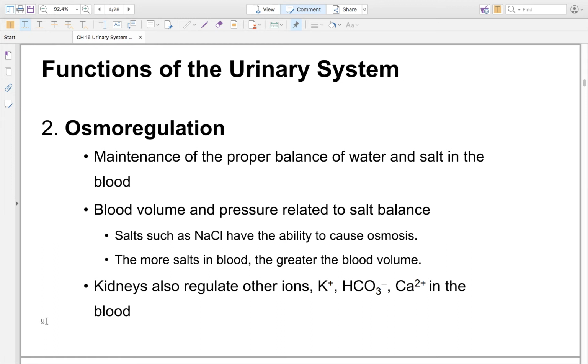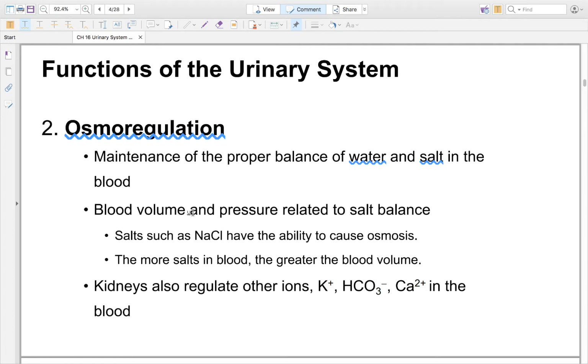Okay, osmoregulation. So this is an old term that we've seen before. Osmo means water, regulation means regulation. Okay, so osmoregulation is the regulation of water balance, and not just water, water and salt balance. So we have to have this perfect balance of water and salt in our blood. Remember, our blood cells have to be in an isotonic environment, and the urinary system is involved in making sure that your water salt balance in the blood is perfectly balanced out, homeostasis.